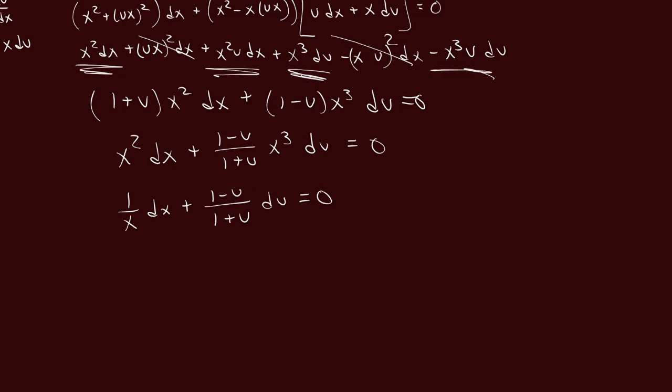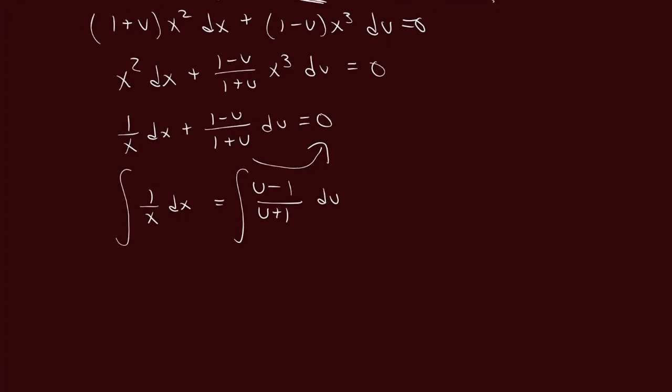So I'm going to bring this to the other side. So it's minus (1 minus u) all over (1 plus u). Distribute the minus in, so it becomes (u minus 1), and I'll divide this by (u plus 1), of du. Now we can integrate both of these. So this becomes ln of x plus c1.